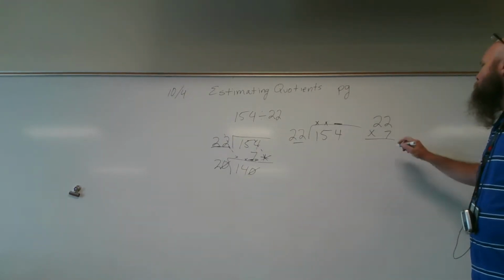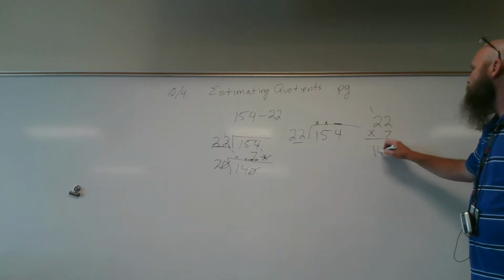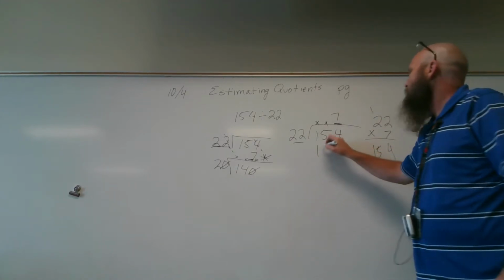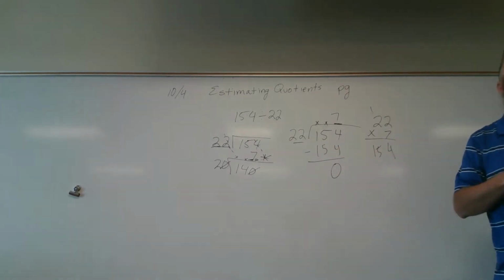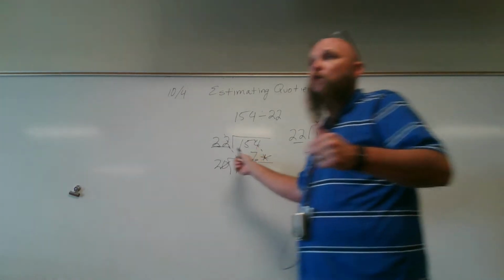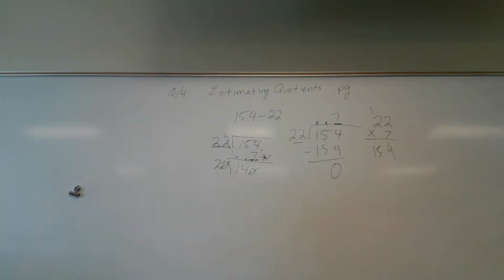All right, so 2 times 7 is 14, 14, 15. So 7 is my exact answer. So it worked on this one where I got my exact answer by making my estimate.